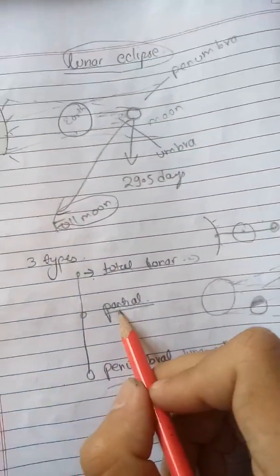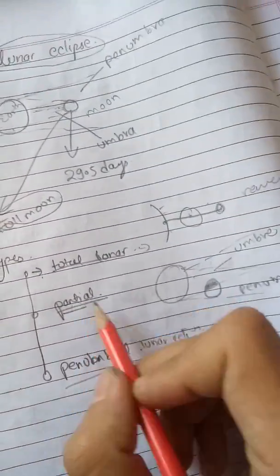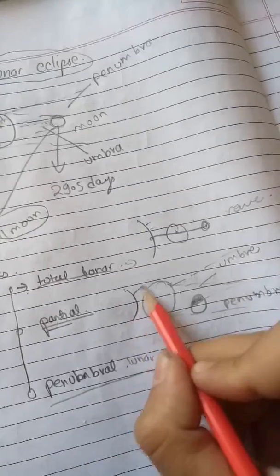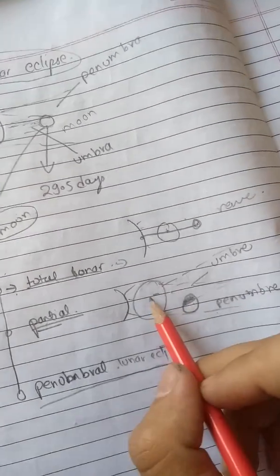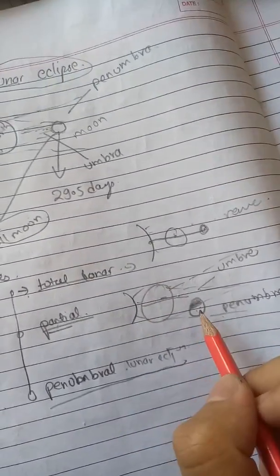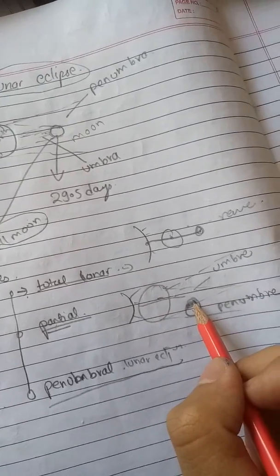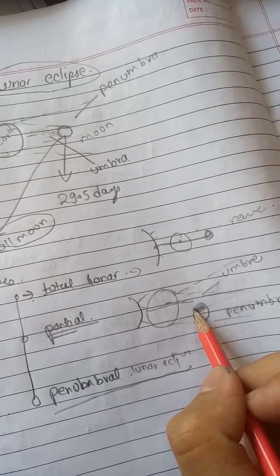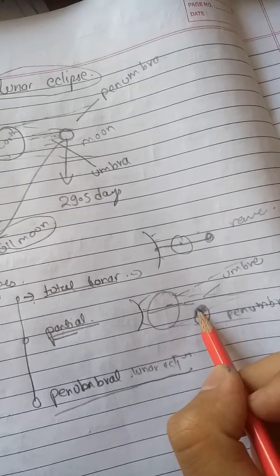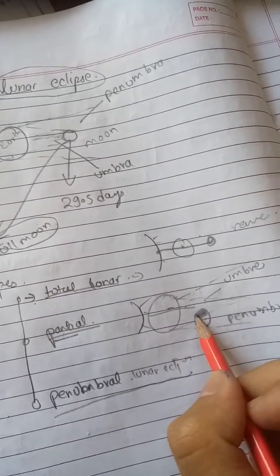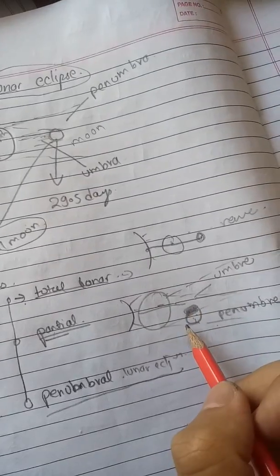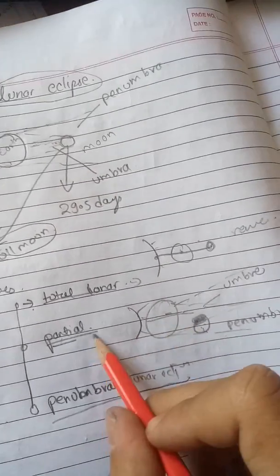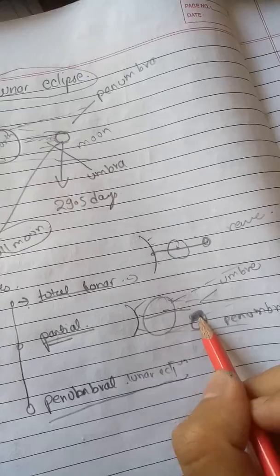Next type of eclipse is partial lunar eclipse. It occurs when the sun, earth, and the moon are not in a perfect alignment, but the moon passes through the umbra at a certain part, and this part is seen very dark. This is the reason that experiences partial lunar eclipse.